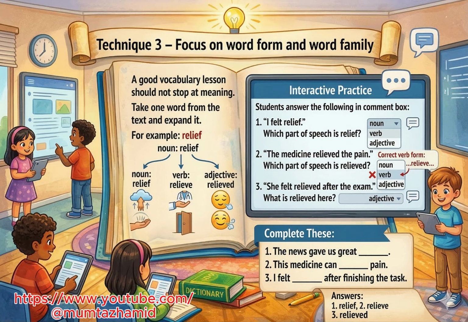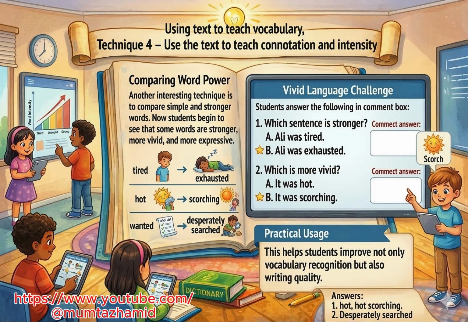Technique 4. Use the text to teach connotation and intensity. Another interesting technique is to compare simple and stronger words. For example, tired, exhausted, hot, scorching, wanted, desperately searched. Now students begin to see that some words are stronger, more vivid, and more expressive.